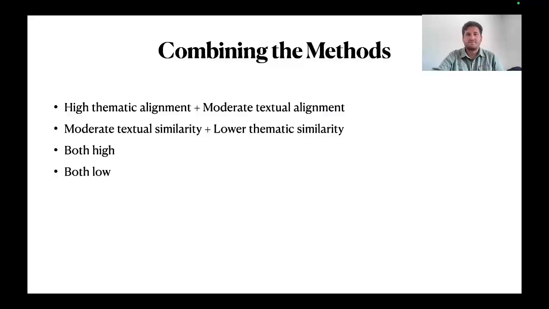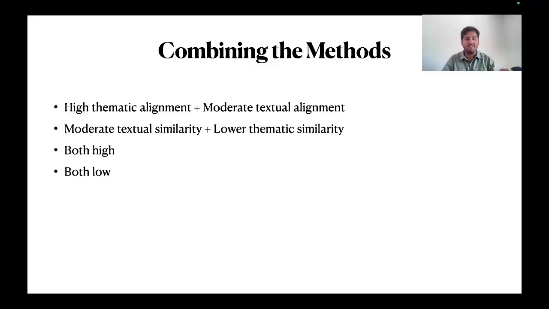Now, the real power comes from using both methods together. Let me show you what different patterns can reveal here. For example, when we see high thematic alignment but only moderate textual alignment, this tells us two constitutions prioritize the same topics but express them in different language. In this case, for example, the drafters adopted similar frameworks but crafted original constitutional language.